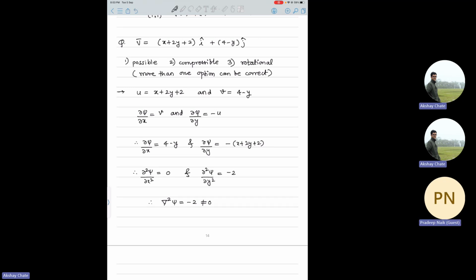Del square phi by del y square is equal to minus 2. I think it should be 0 probably. But y is there, no? This y is there. How can I make it 0? But oh, right, okay. But is it double, sir? Double y square, it is 2 times.